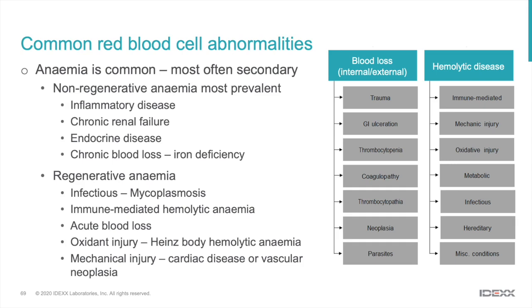is more common in the cat than we see in other species because the hemoglobin itself of a cat is more sensitive to oxygen injury than other species. Then don't rule out things like mechanical injury, cardiac disease, vascular neoplasms. They're much less common, but all of that laundry list has to be considered.